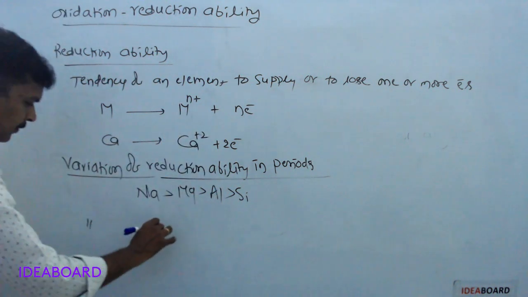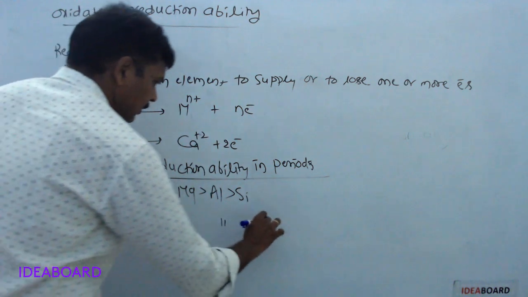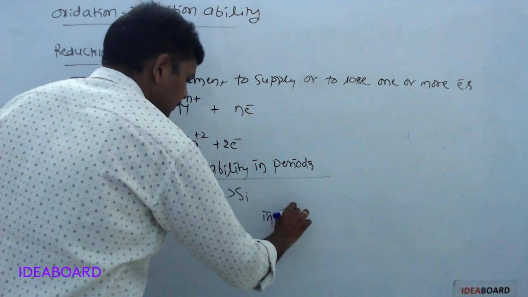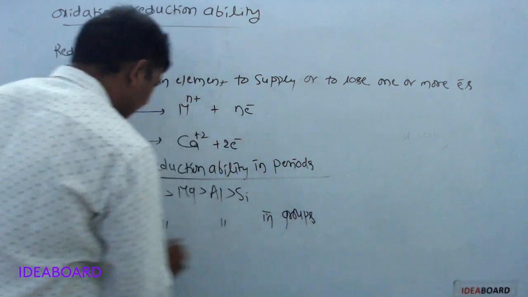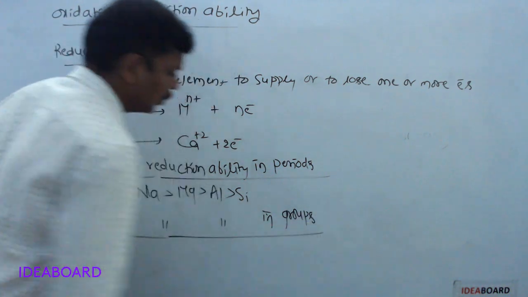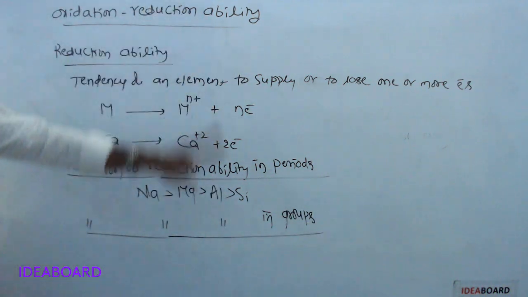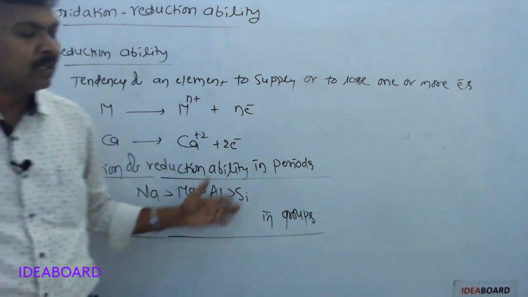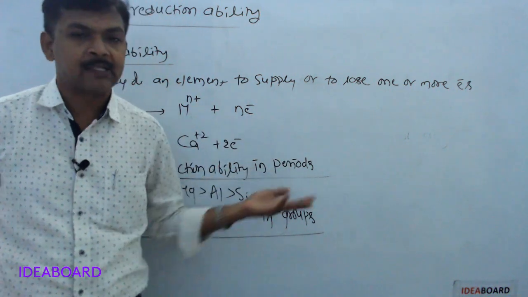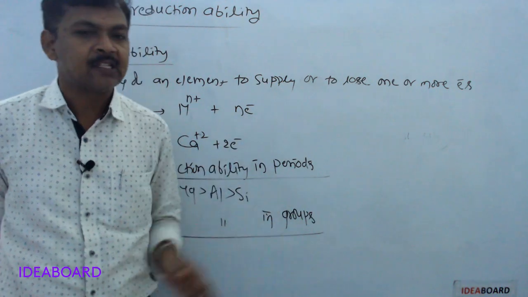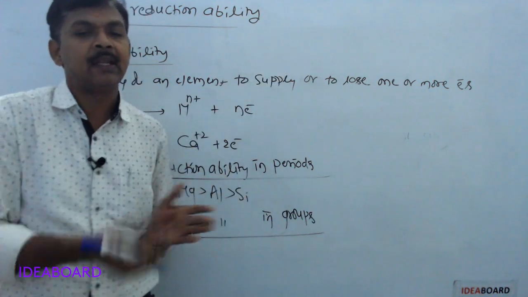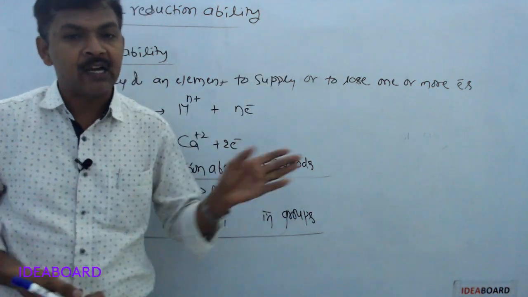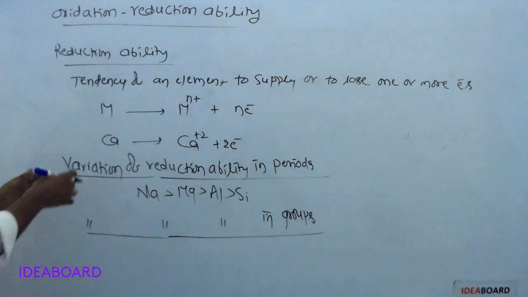Next, variation of reduction ability in groups. In groups, top to bottom, as atomic number increases, atomic size increases. As atomic size increases, ionization potential decreases. Then the tendency to lose the electrons increases.